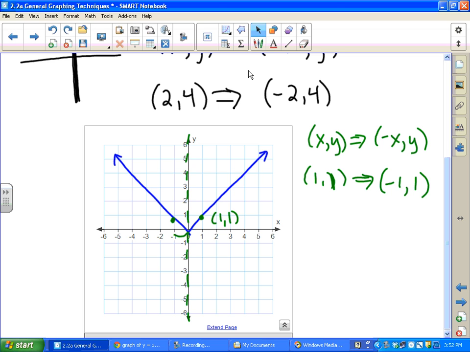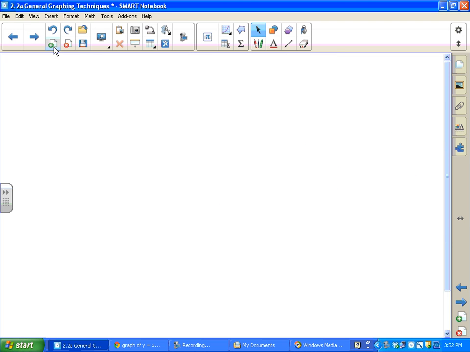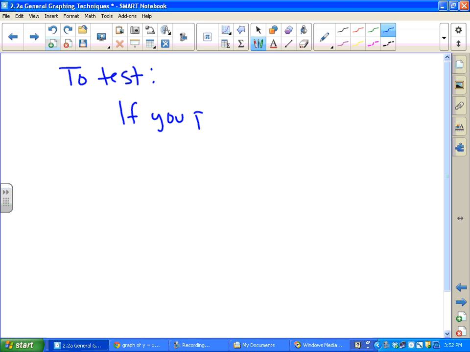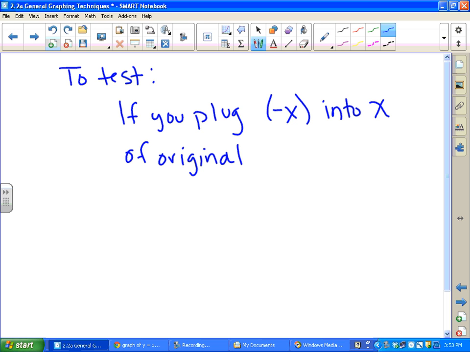So in order for you to test this, if you just had the equation and you weren't looking at the picture and you weren't looking at your table of values, what you'll be able to do is to test algebraically: you plug negative x into the x of the original, and then you simplify it. You have to ask yourself, does it match the original?